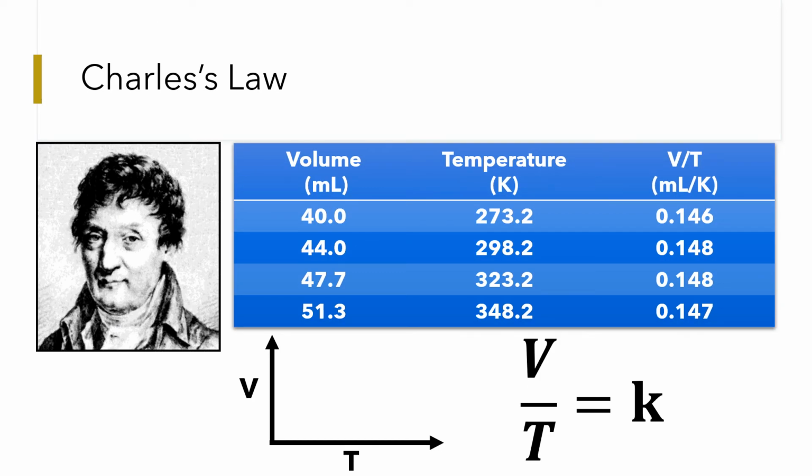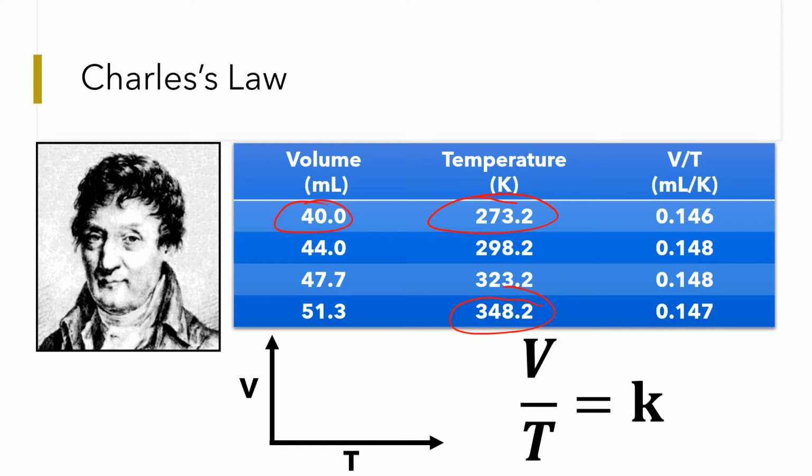The next set of variables that we will describe is volume and temperature. Volume is the amount of space. Temperature is a measure of the average kinetic energy or the motion of our particles. We can see here from Charles' data that at temperature of 273.2 Kelvin, the volume, or the amount of space that the particle takes up, is 40 milliliters. So again, this is the first two. So what happens if I increase the motion of those particles, or the average kinetic energy, to 348.2 Kelvin?